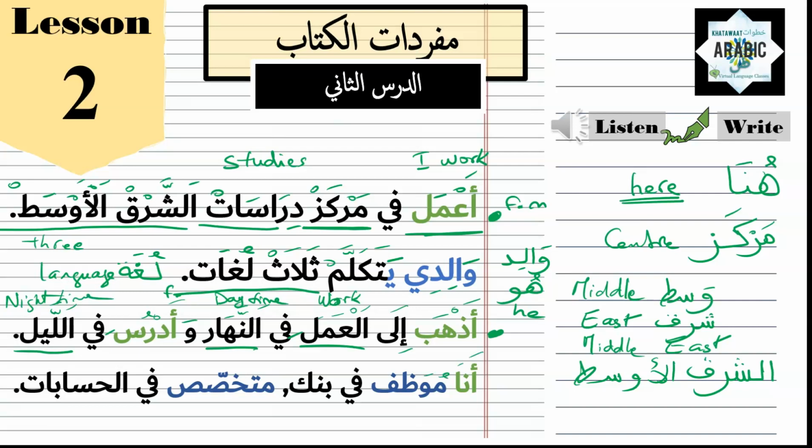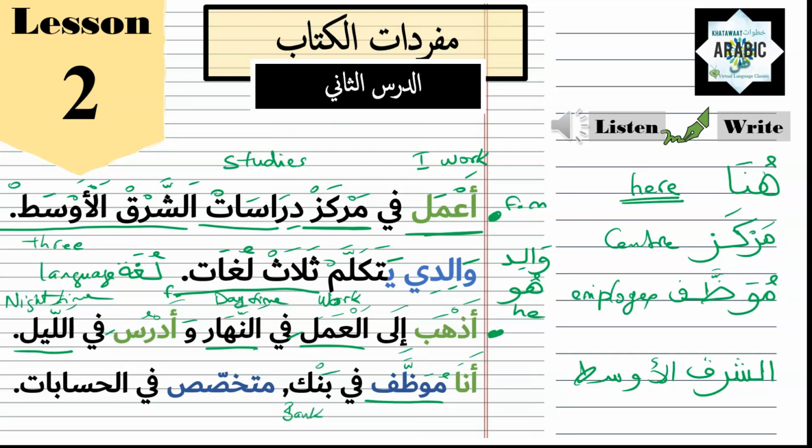أنا موظف. The new word we have here is موظف, employee. So listen, read, listen, and then write. موظف is employee. So أنا موظف في bank. The English word bank would be written the same way. أنا موظف في بنك.